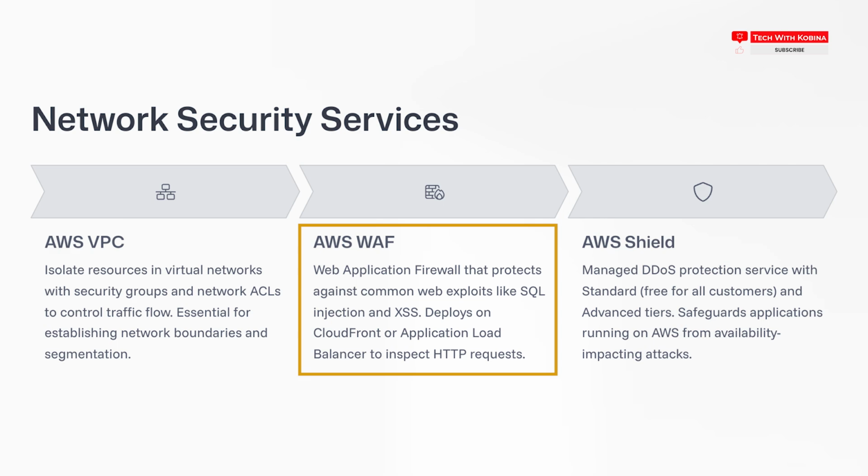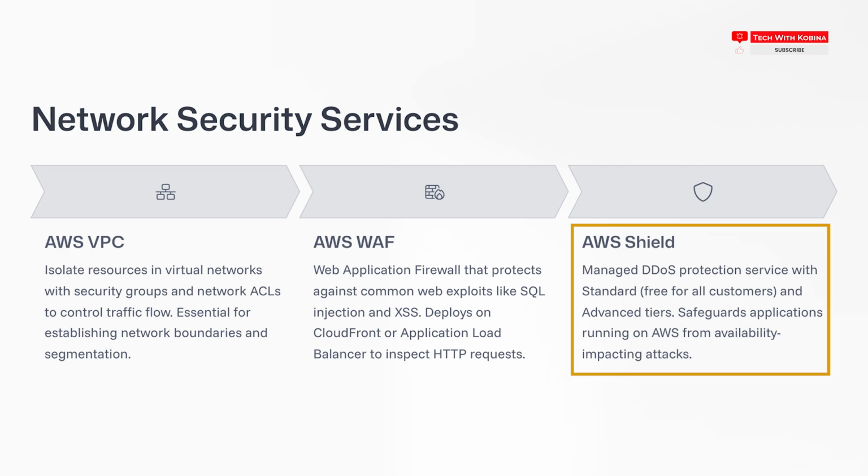AWS Web Application Firewall, or AWS WAF, helps protect your web applications from common attacks like SQL injection and cross-site scripting. You can deploy WAF on Amazon CloudFront or Application Load Balancer to inspect HTTP and HTTPS requests. For example, an e-commerce website can use AWS WAF to block malicious requests and allow only legitimate customer traffic.